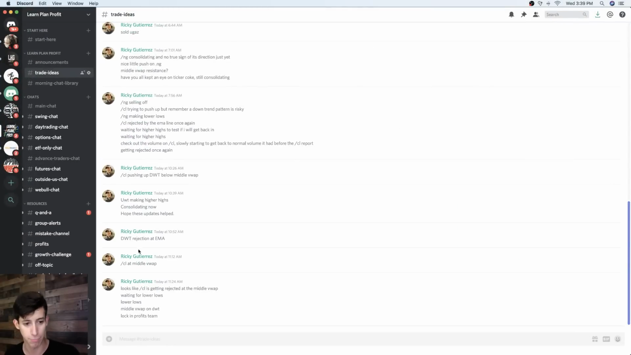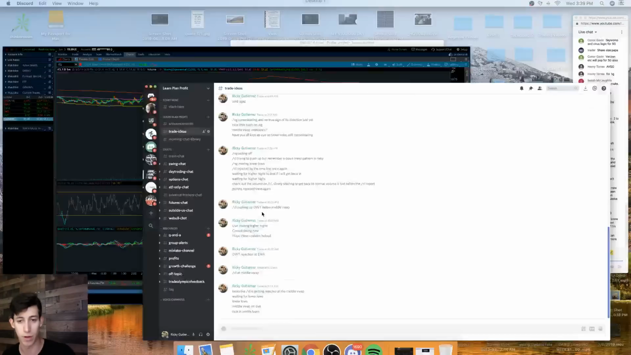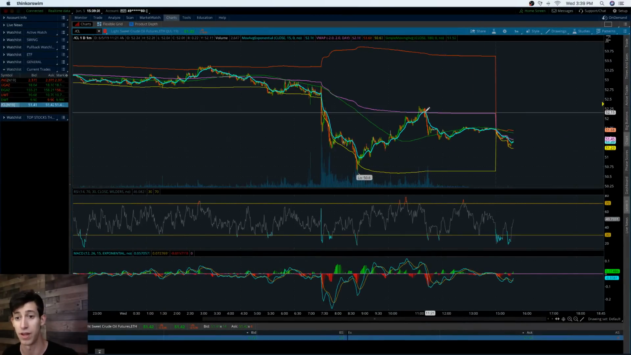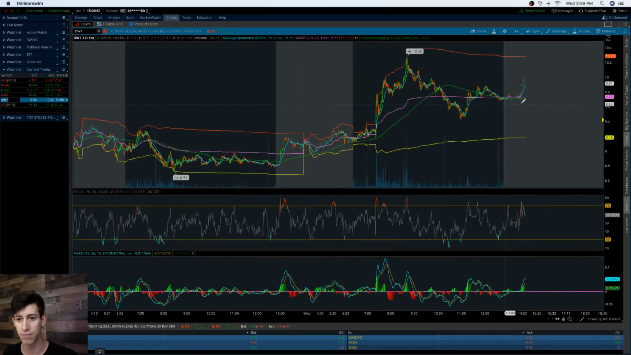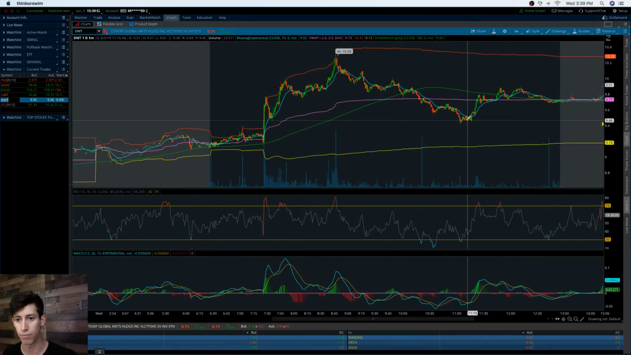Just like I explained, again, not call outs, just /CL at the middle VWAP looks like it's getting rejected at the middle VWAP and waiting for lower lows. Lower lows came about, and then middle VWAP on DWT, and I'll explain what that means in just a little bit. So this was, again, as I saw /CL become overbought and overextended, I saw this to be a potential entry point, because then that means that DWT was at support. So it then consolidates, it breaks above the EMA line, and then it begins to identify signs of an uptrend.